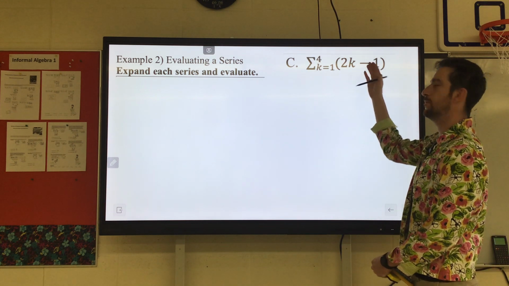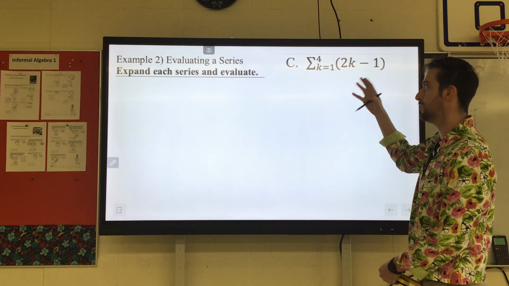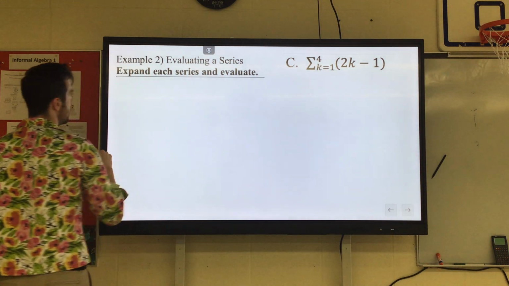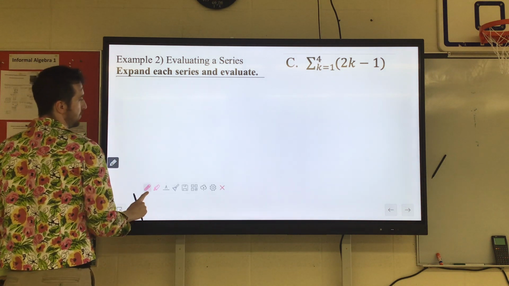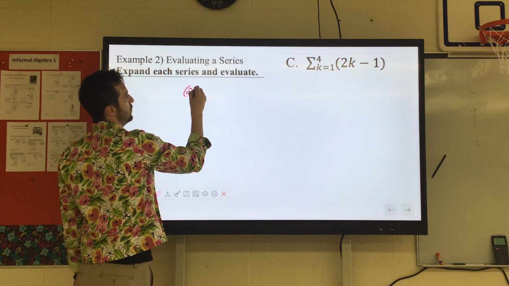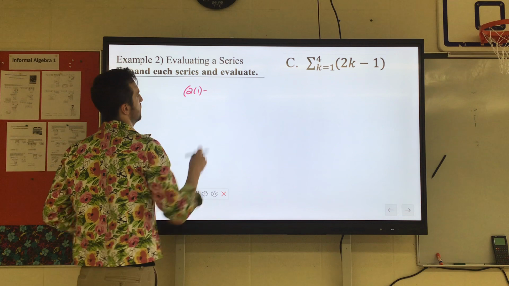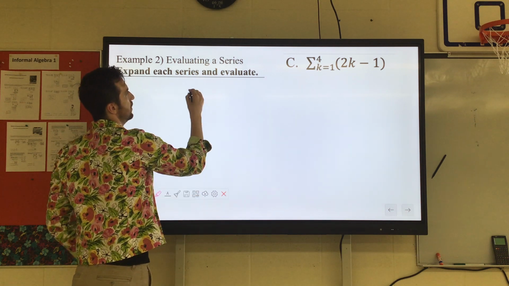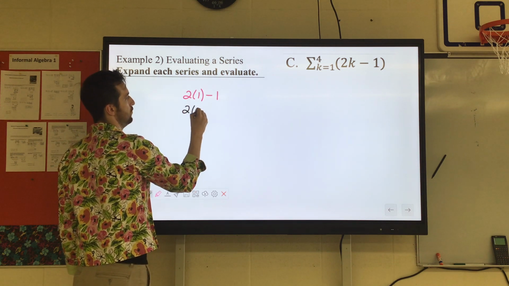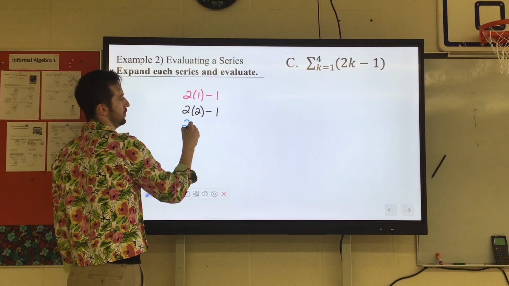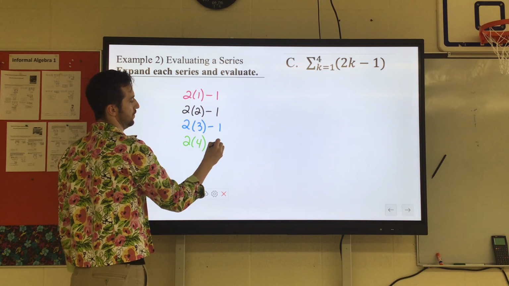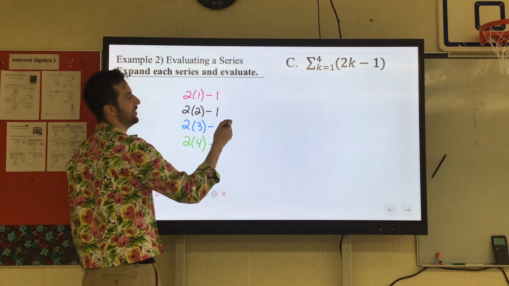Here we go. See, we're doing 2k minus 1: 2 times the term number minus 1. We're starting at the first term, going to the fourth term, and adding all those together. Now some people like to stack them on top of each other. I'll show you what that looks like. We could do 2 times 1 minus 1, then 2 times 2 minus 1, 2 times 3 minus 1, and 2 times 4 minus 1. This will work. And then we can just add that last column.